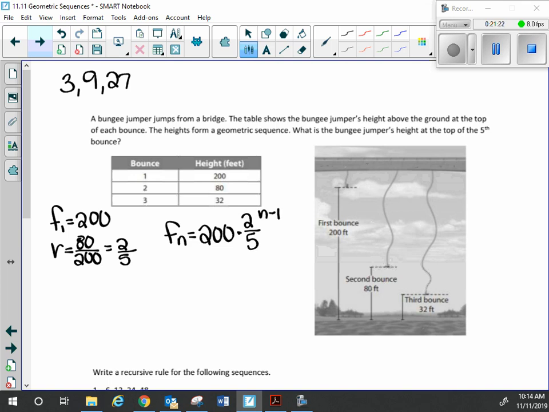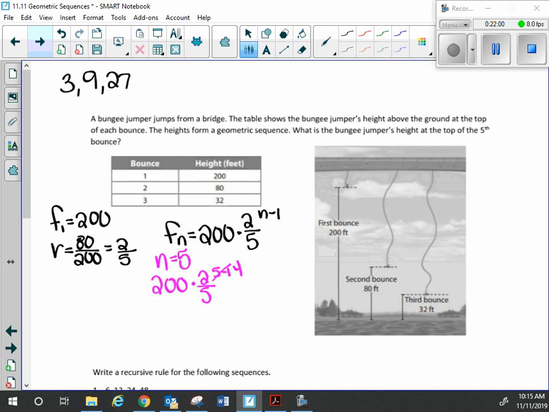I have to say it like the power. Okay, so now, if I'm trying to find the height after the 5th bounce, what do I know about what I need to plug in? You plug it into n. N is an exponent. What am I plugging in for n? 5, for the 5th bounce. So I've got 200 times 2/5 to the power of 5 minus 1. What's 5 minus 1? 4.